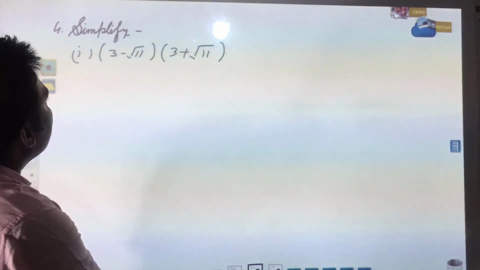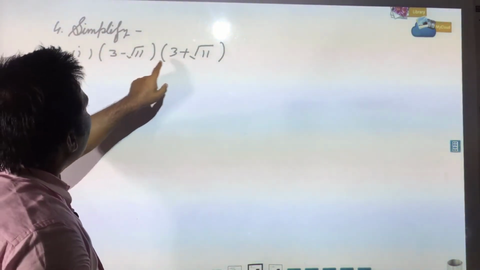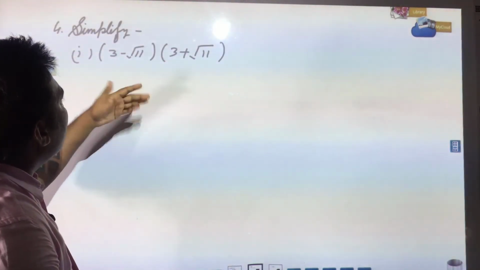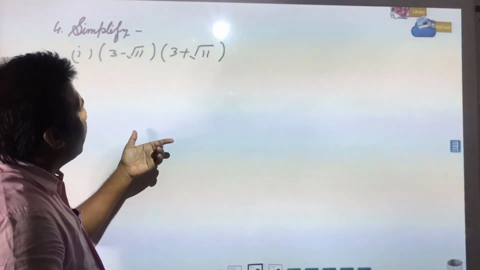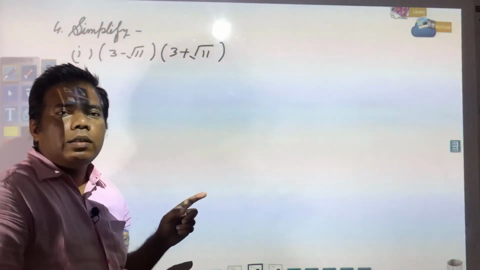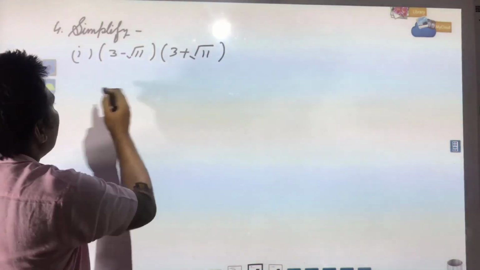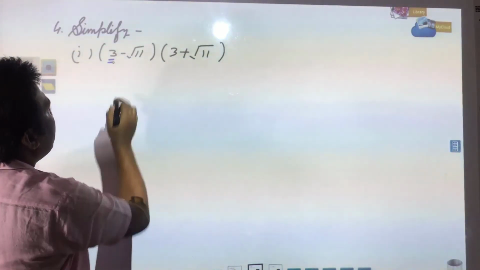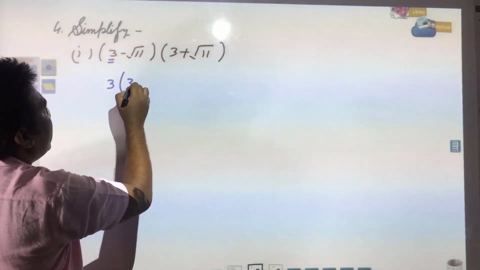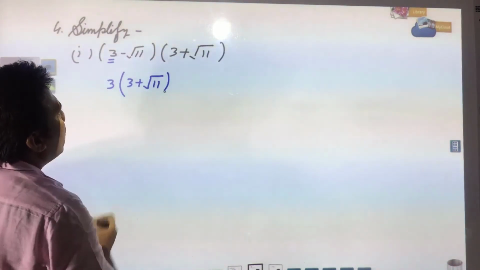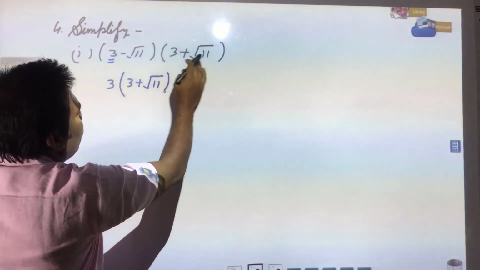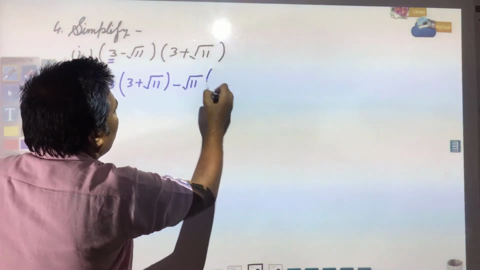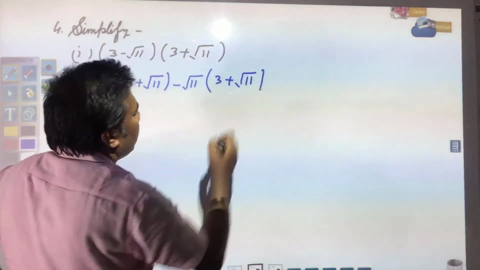Next you see simplification is there, 3 minus root 11 and 3 plus root 11. See what you need to do. First of all, in the basic way, suppose you are not applying any formula, you simply need to multiply this. If you are multiplying in a very simple way, how will you multiply this? You see, with this 3, both the terms are required to be multiplied. So, 3 into 3 plus root 11, then with minus root 11, the same both terms are required to be multiplied. So, minus root under 11 into 3 plus root under 11.